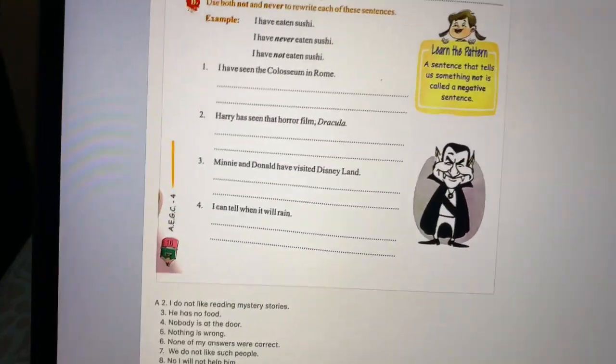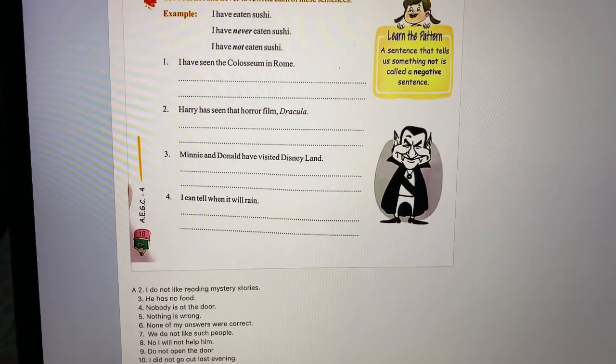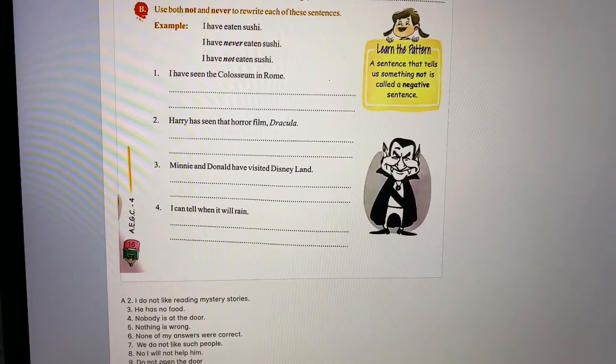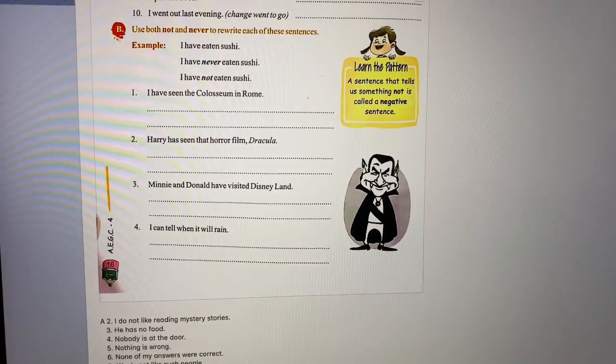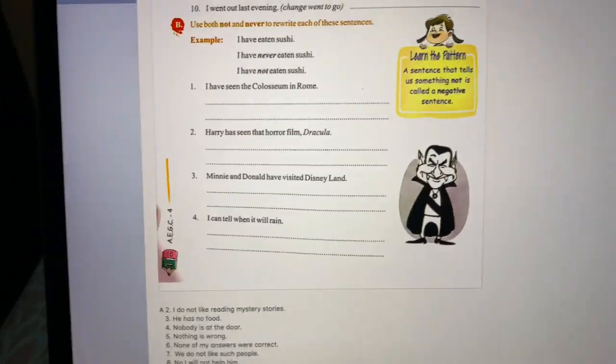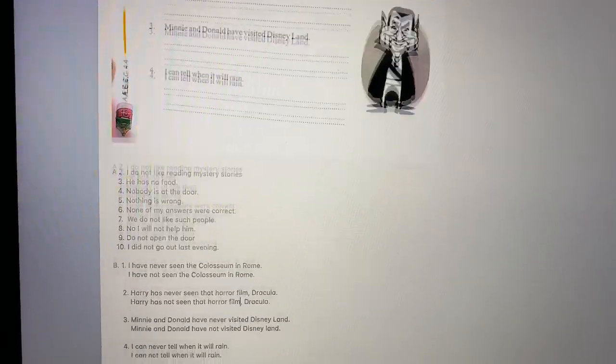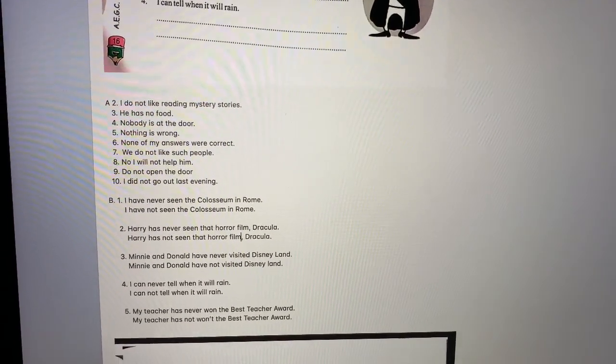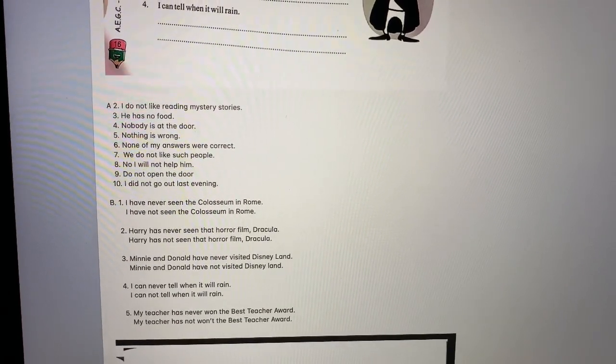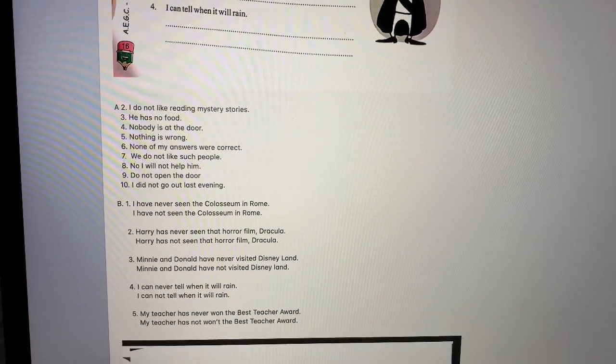Right. Now we move on to the next one. It says Minnie and Donald have visited Disneyland. In order to change this, you will have to write Minnie and Donald have never visited Disneyland and Minnie and Donald have not visited Disneyland.